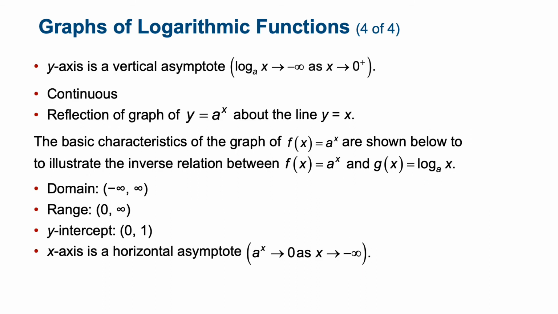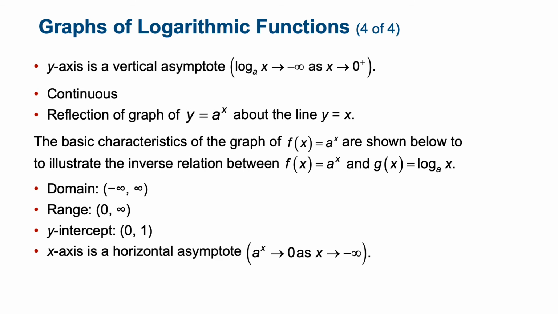What else? The y-axis is a vertical asymptote. It's continuous. And it's the reflection of the graph of y equals a to the x about the line y equals x. So remember the basic characteristics of a to the x, from last section.